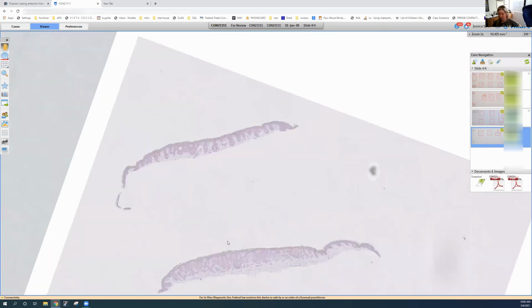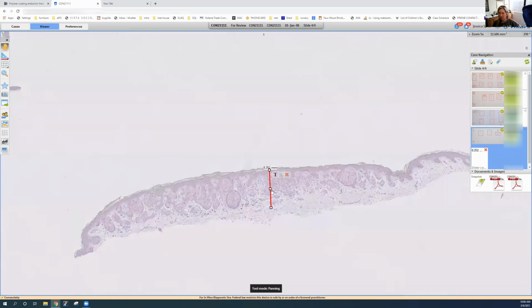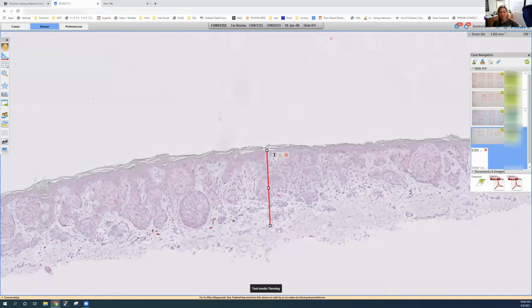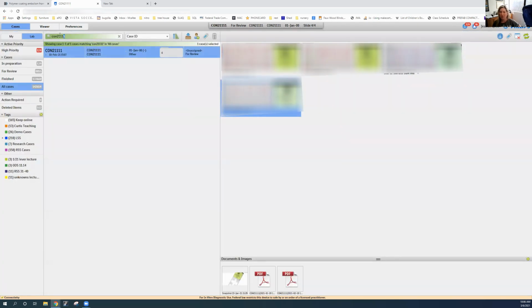and I cannot remember the thickness. This looks like about 0.4. This is the cool thing about digital pathology. You can measure the tumor very accurately here digitally. Yeah, so about 0.4. All right, that was a great case. Next case.